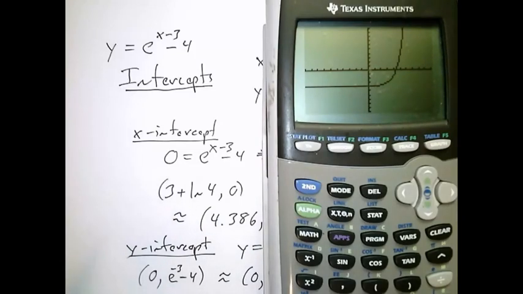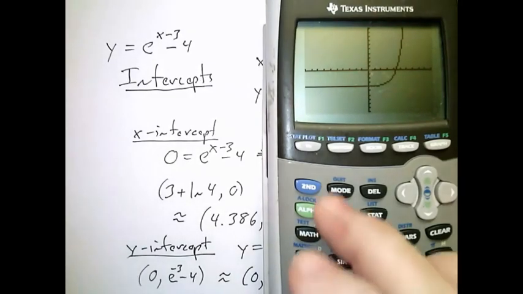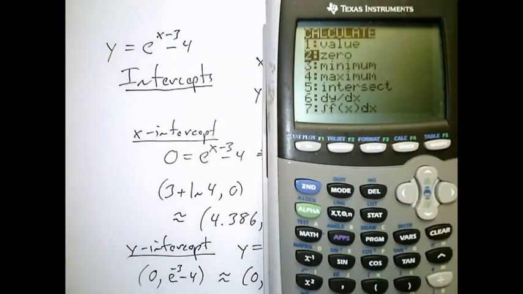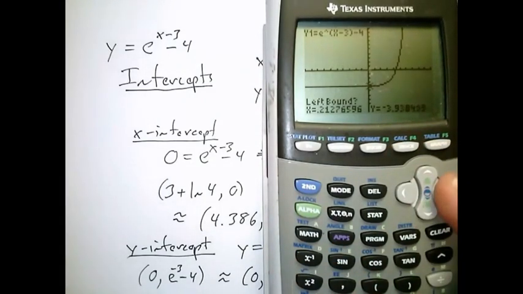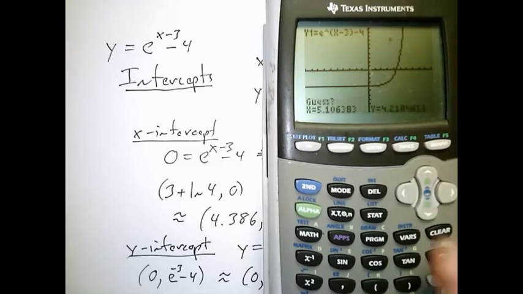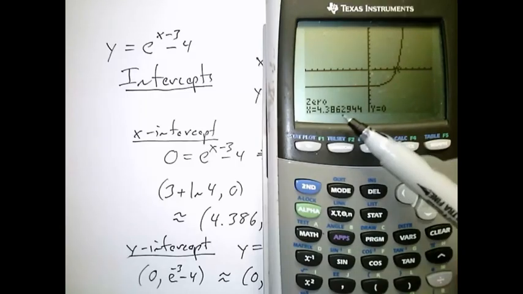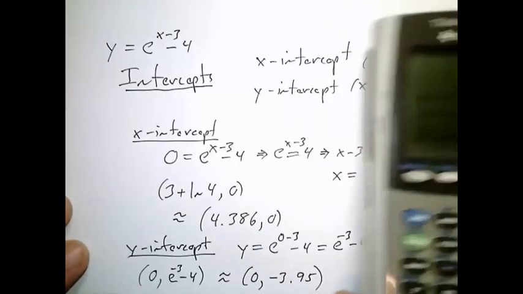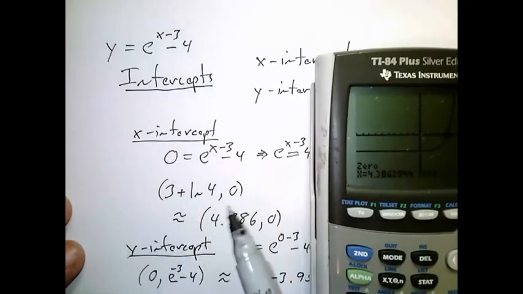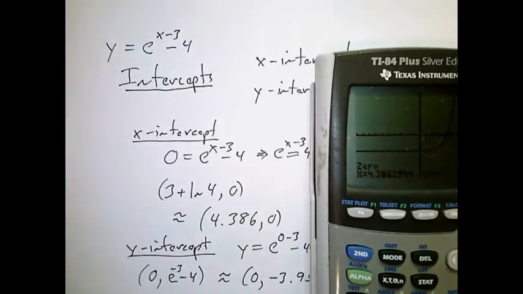If we want, we can also check the x-intercept there, because the x-intercept, if I go second calculate, is a zero of the function. So I calculate the zero there, moving the cursor to the left hand side of the zero, right hand side, and I get 4.386 roughly, which is, lo and behold, what we had over here, 4.386. So that looks good, my graph looks good, everything looks good, and that's all for this problem. Thank you.